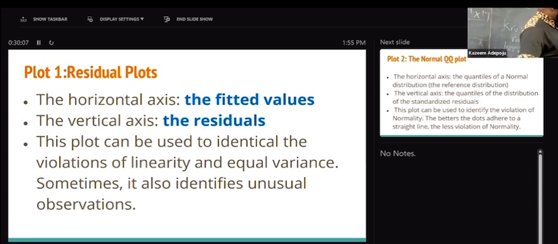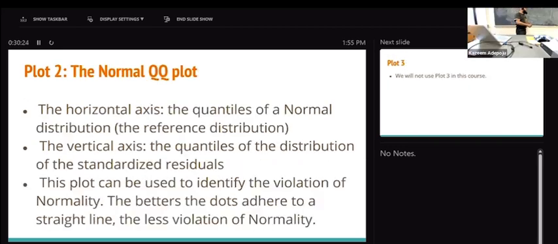The residual plot performs two jobs. One, it identifies whether there's a violation of linearity. And the second one, equal variance. And sometimes we use it to identify unusual observations like outliers or high leverage points. Then plot number two in the regression diagnostics is the normal QQ plot. What is the function of a normal QQ plot? It is just to investigate whether the errors duly follow a normal distribution. We want to investigate the normality assumption. And how are you going to know using these plots? These plots can be used to identify violations of normality. The closer the dots are to a straight line, the less the violation of normality. You're basically going to see a diagonal straight line.